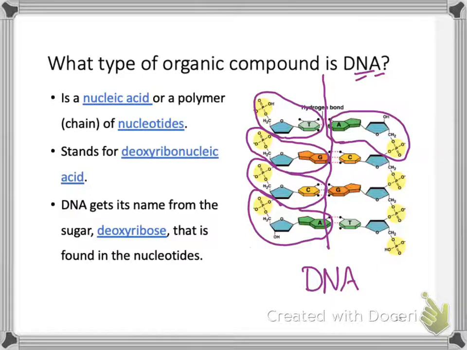DNA stands for deoxyribonucleic acid. Okay, so that's a big long word, deoxyribonucleic. But the deoxyribo comes from the sugar deoxyribose, and that is the sugar that is found in nucleotides. So I am going to circle the sugars in red. So each of those little blue pentagons is the sugar deoxyribose.